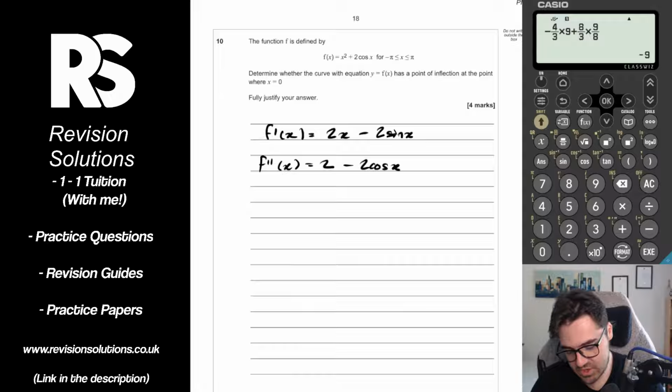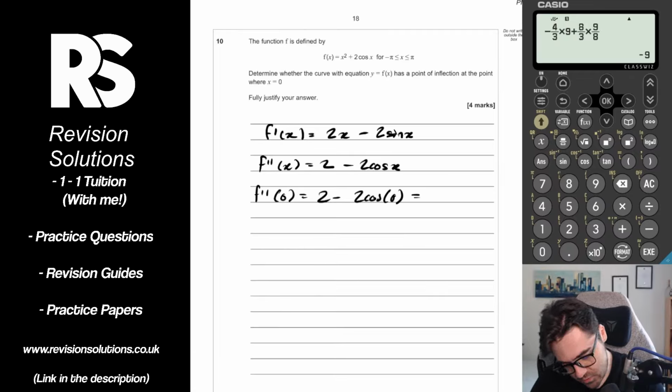And then let's just check what happens when we actually, it should come out at 0 if there's a chance of being a point of inflection at that point. So f double dash of 0 would be 2 minus 2 cos of 0, which would be 0. That's not enough to say for sure that it is a point of inflection. Though we need to see if the second derivative changes signs either side of that point. So let's have a look at f double dash of, let's say, minus 0.1 and f double dash of 0.1.